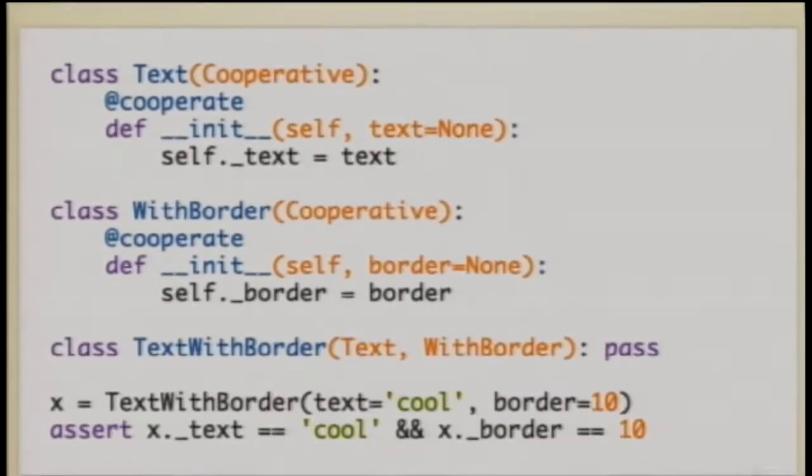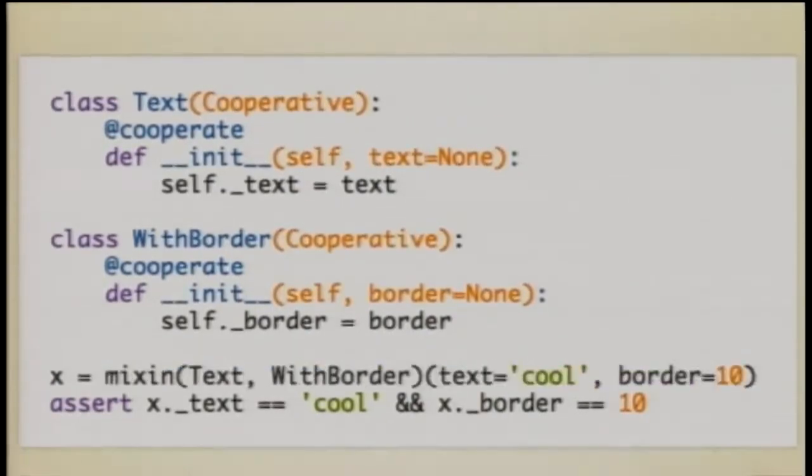So this is an example where we can see the forwarding of arguments working. I have a Text class and a WithBorder class that is like a mixin that could add a border to a text. When I multiply inherit from it, I can pass arguments, explicitly naming them, to the right classes of the hierarchy.